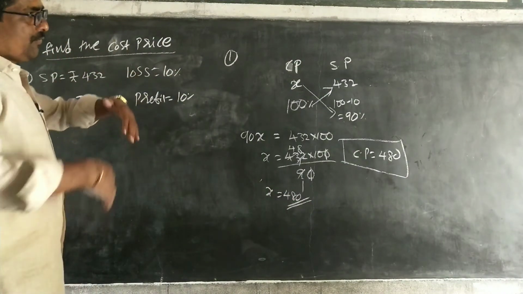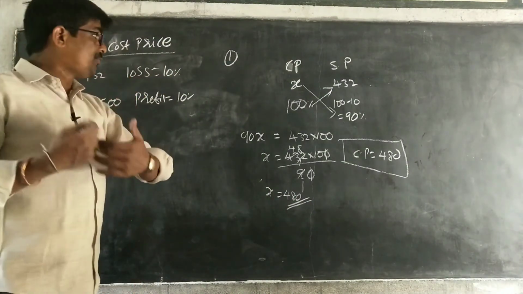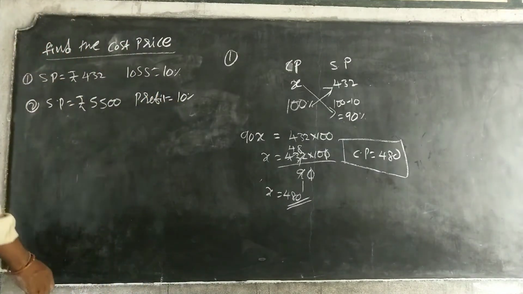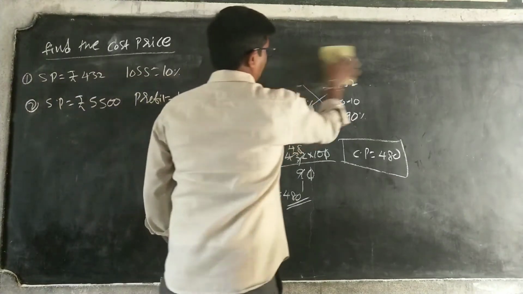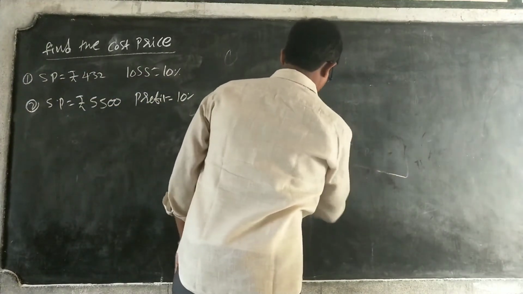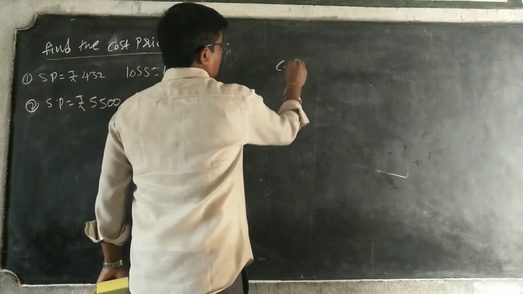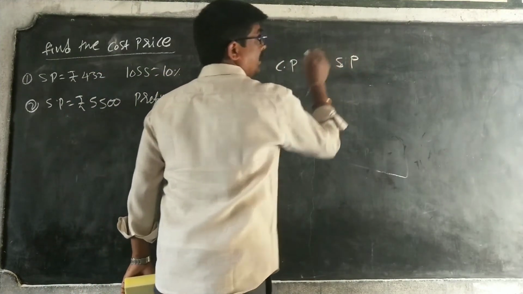In profit and loss, if it is loss, it means subtraction. If it is profit, you have to add. Next we are going for one more problem. Observe here. First one is cost price, second one is selling price.